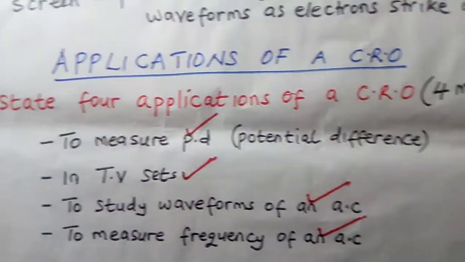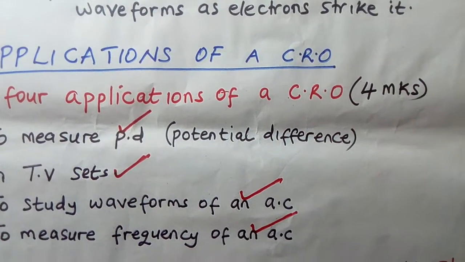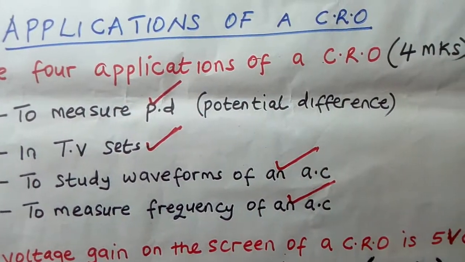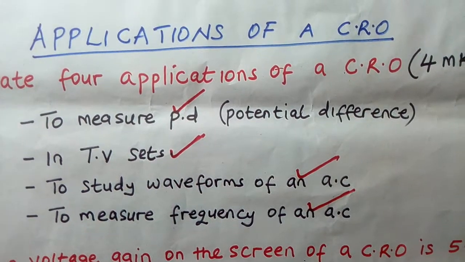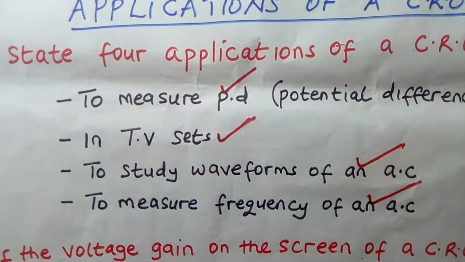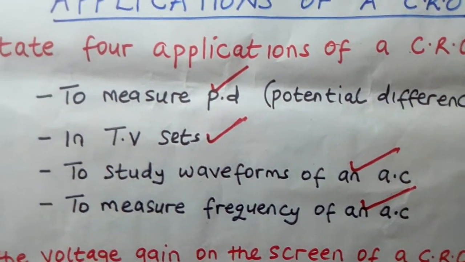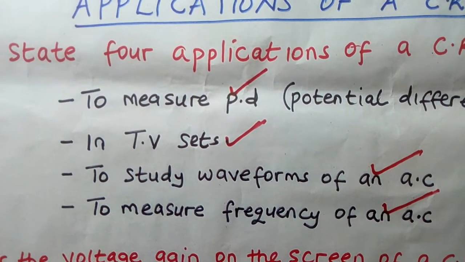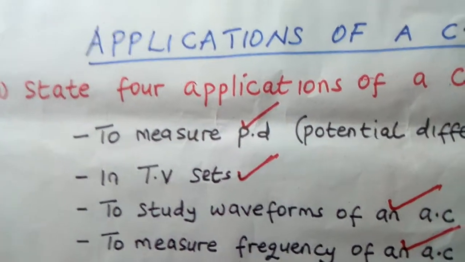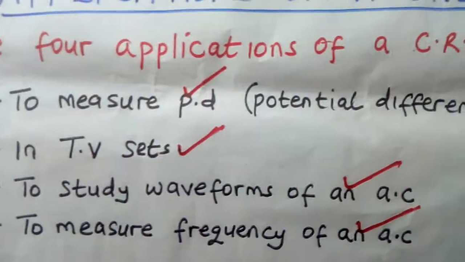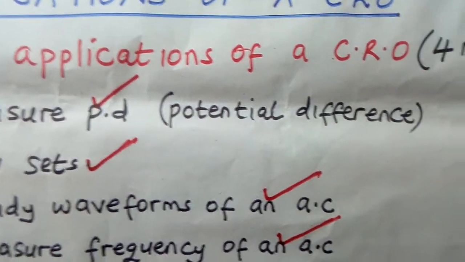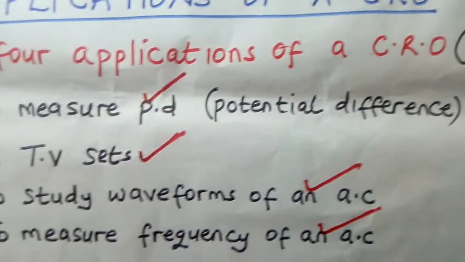Now let's move on and talk about applications of a cathode ray oscilloscope. If somebody asks you a question, state 4 applications of a cathode ray oscilloscope. The first one is to measure PD. PD means potential difference. When you're writing PD, you write small p and small d with a dot in the middle. You can choose to write in short, PD, or you write in full, potential difference.